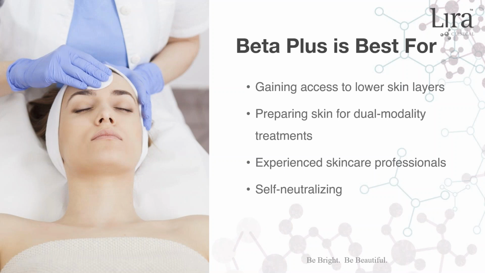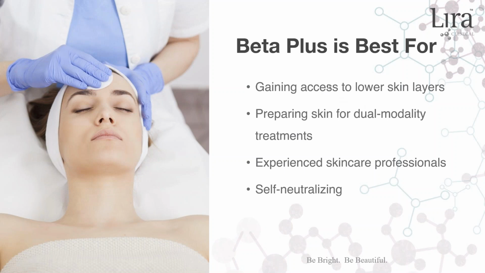We also want to make sure that when we're using our Beta Plus, the solution is going to be more for someone that is very experienced with your beta peels overall. Feel really comfortable with your sal pulp definer and then take that next step to your Beta Plus. This is where Beta Plus is usually preferred for your more experienced skincare professionals. And once again, it is self-neutralizing.